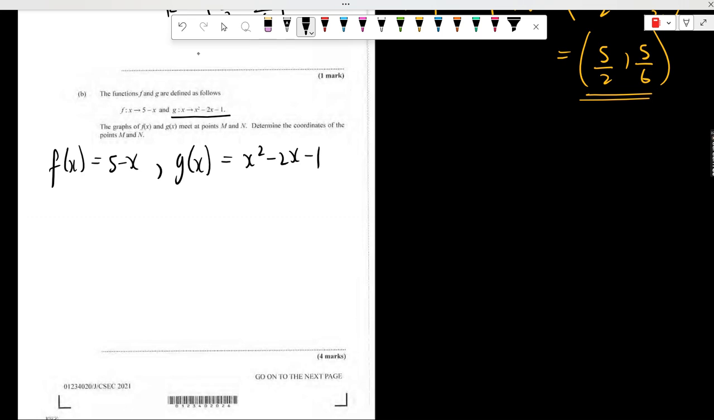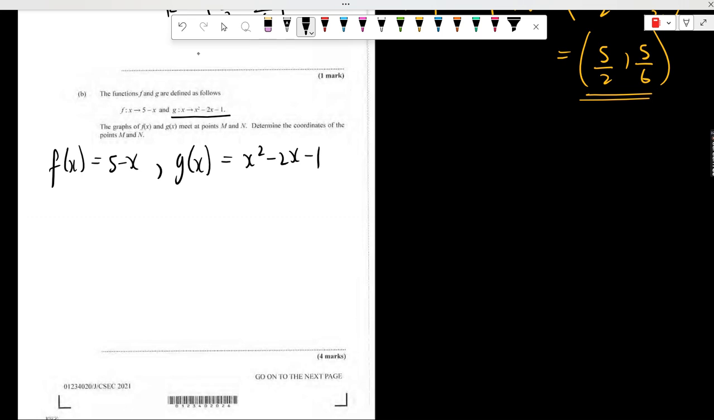What is the name of the process? If we're told a line and a curve meet at 2 points and we want to find the coordinates of those points, what must we do? What is the name of that process to find those points? Great, simultaneous equations. That is it. So we have to solve these equations simultaneously, right?